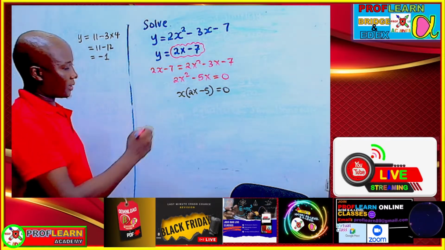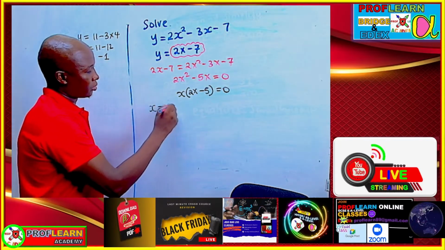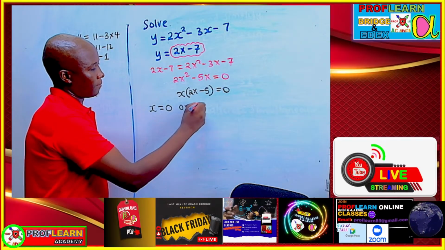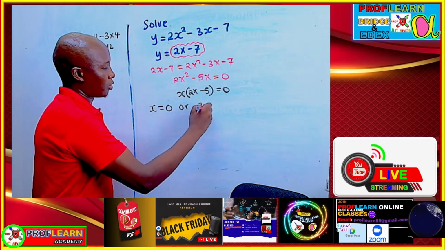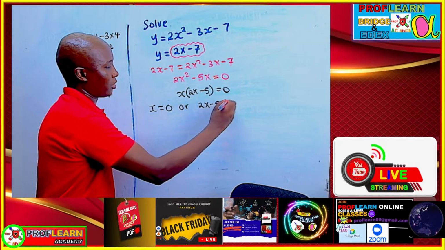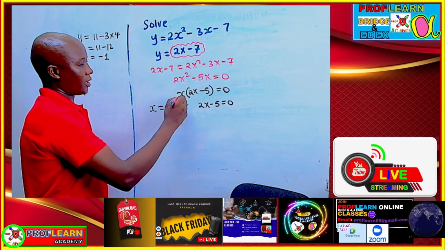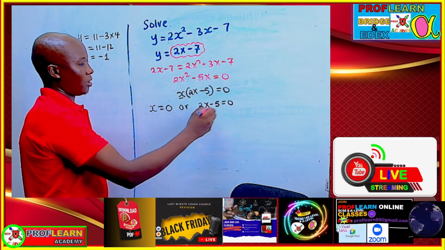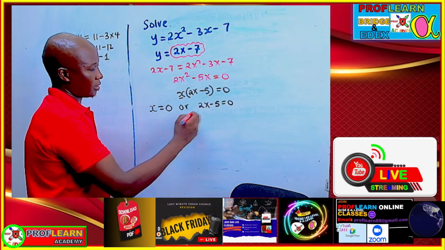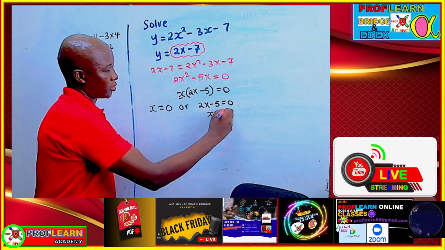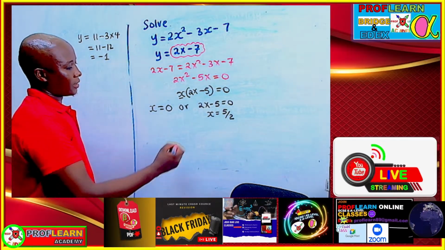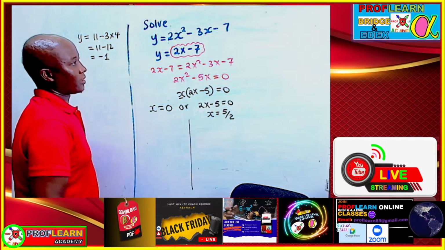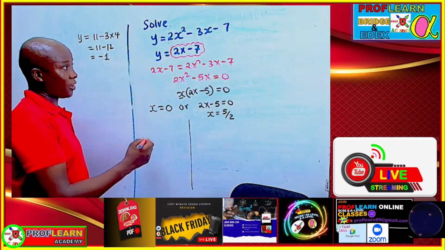So that means that x can be equal to 0, or 2x minus 5 is going to be equal to 0. So this part will be equal to 0, all this will be equal to 0. So that is going to be x is equal to 5 over 2, like that. But since we were finding simultaneous equations, we need to find the value of y.